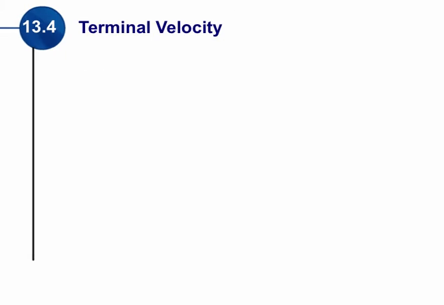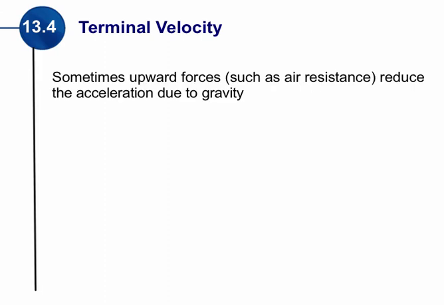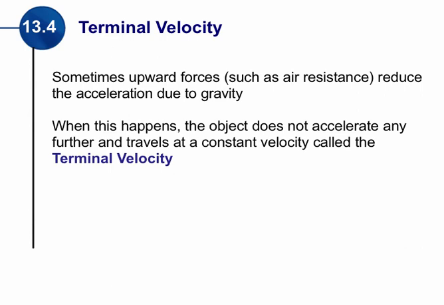Well, let's look at one last piece, which is called terminal velocity. You may or may not have heard of this term before. Sometimes we have forces that are actually pushing up, such as air resistance, to reduce acceleration due to gravity. And this is a situation where something's falling to the ground. Sometimes the force up is reducing the force down, the gravity. And in a situation when the force up actually equals the force down, your object does not accelerate anymore. So an object will stop accelerating and it will travel at a constant velocity.